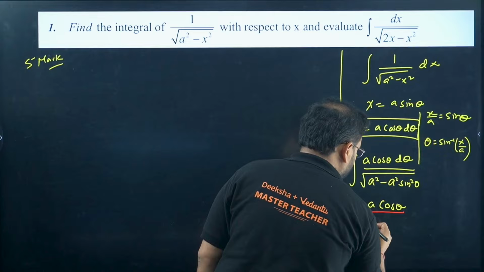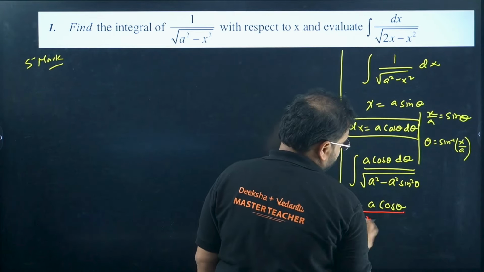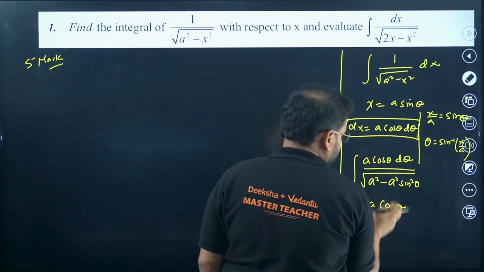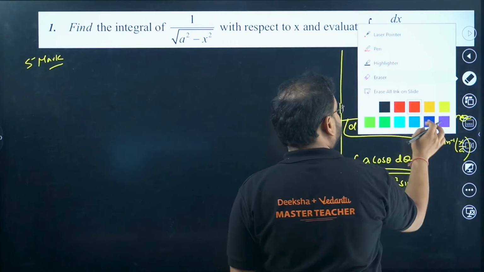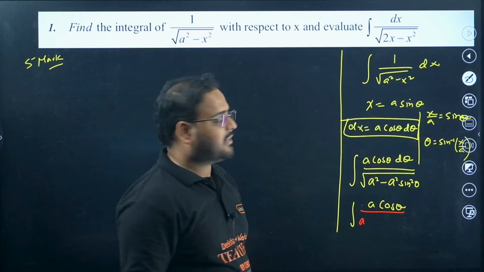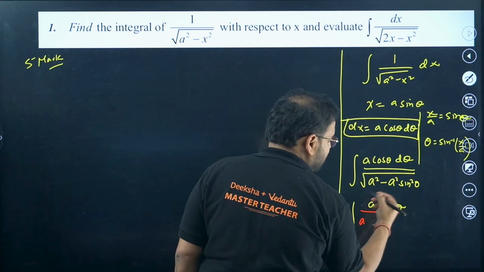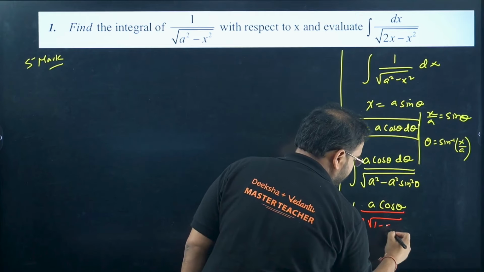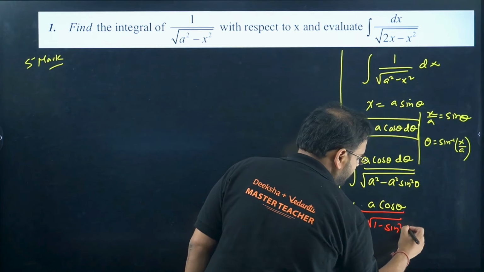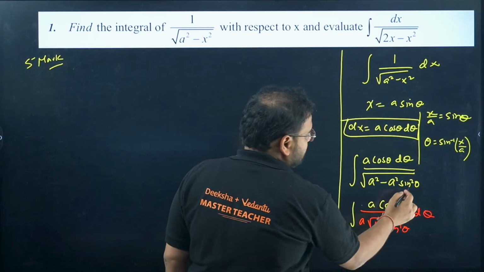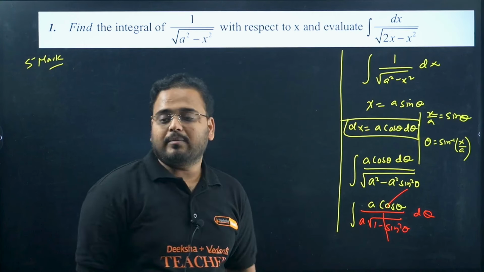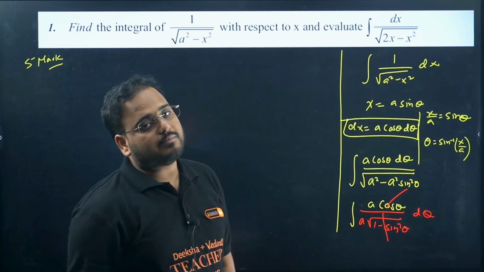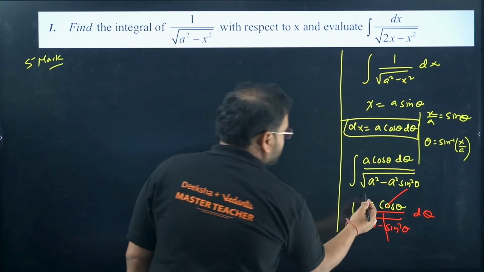I can take a square common outside. It will become simply a. I'm taking it common and out of the root. It will be a as it is. And we'll have in the root 1 minus cos square. Sorry, 1 minus sine square. Okay, check carefully. 1 minus sine square is nothing but cos square. In the root it will become simply cos. Cos and cos are cancelled. So is a and a.